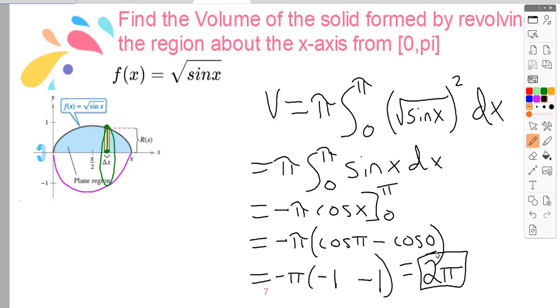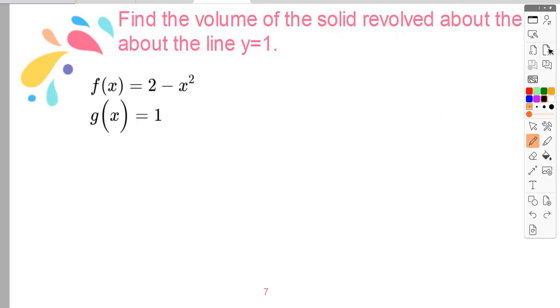What questions do we have on that? So far so good? Alright. Let's look at one where we are not necessarily rotating around our axis. So this time, it says find the volume of the solid revolved about the line y equals 1. So I have f of x equals 2 minus x squared, and g of x equals 1.